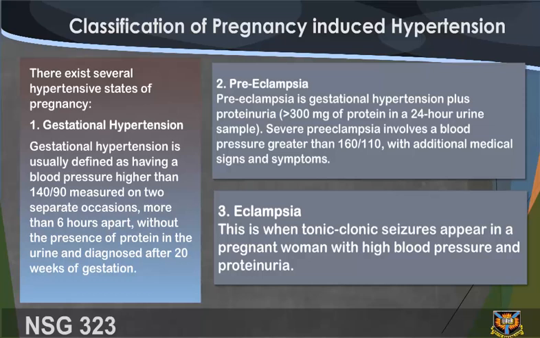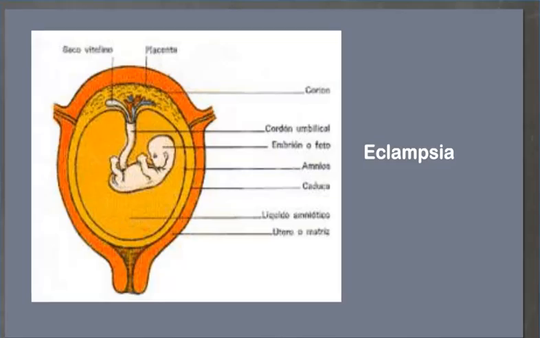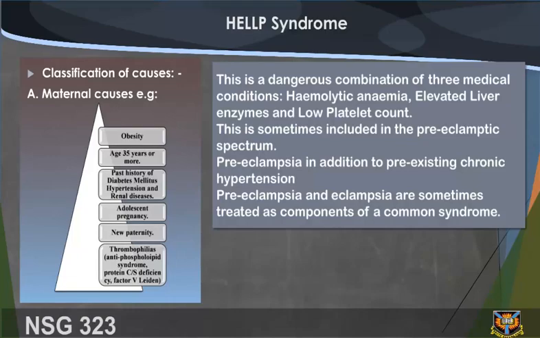2. Preeclampsia. Preeclampsia is gestational hypertension plus proteinuria greater than 300 mg of protein in a 24-hour urine sample. Severe preeclampsia involves a blood pressure greater than 160/110 with additional medical signs and symptoms. 3. Eclampsia. This is when tonic-clonic seizures appear in a pregnant woman with high blood pressure and proteinuria. HELLP syndrome.